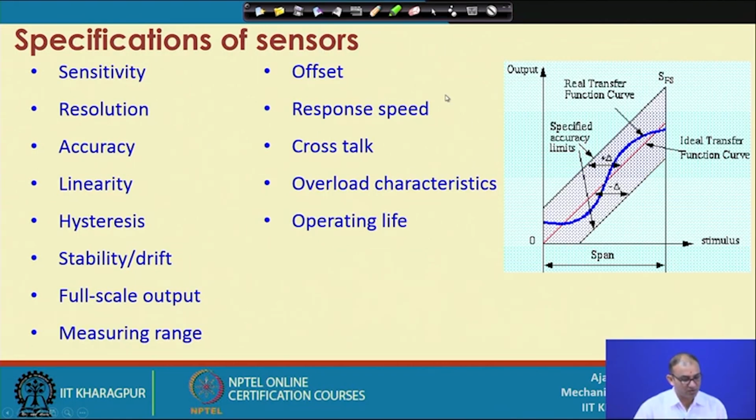But when you talk about micro machining, the important things are sensitivity, resolution, and accuracy. These three parameters many times decide the rest of the parameters, because if you set this parameter very high, then your measurement range will be very small; you cannot measure a very large variation.